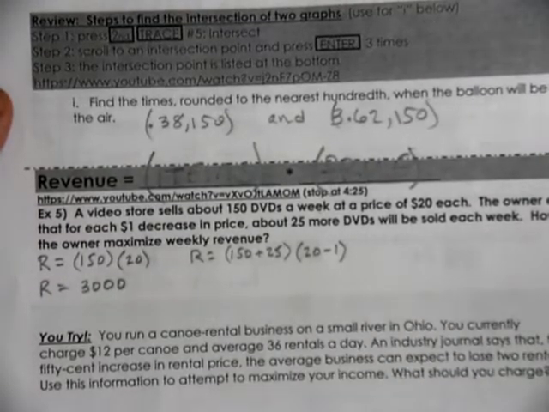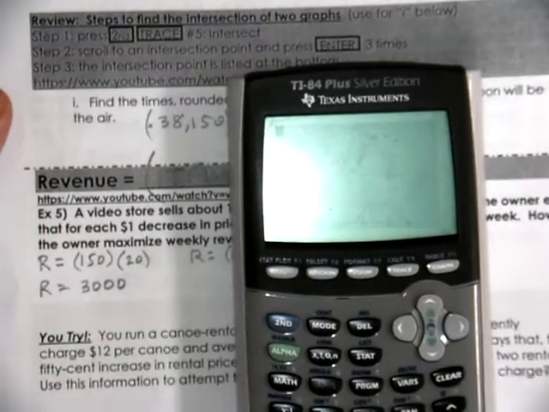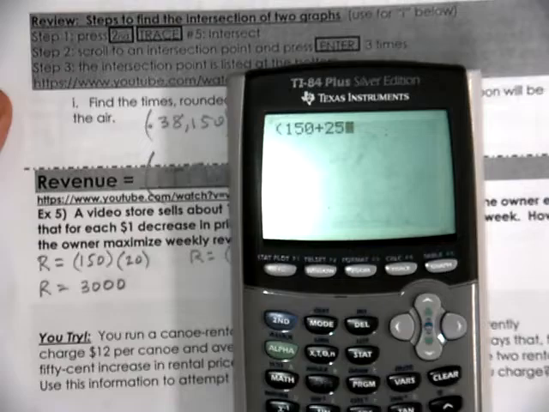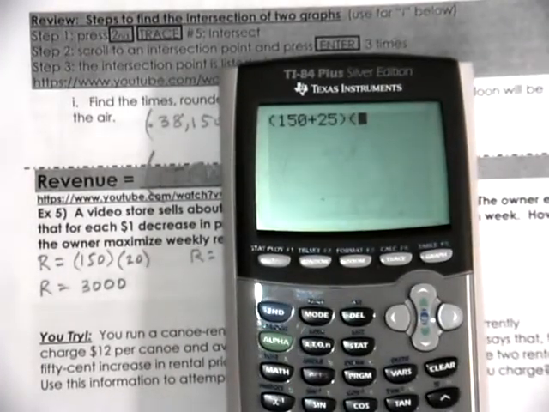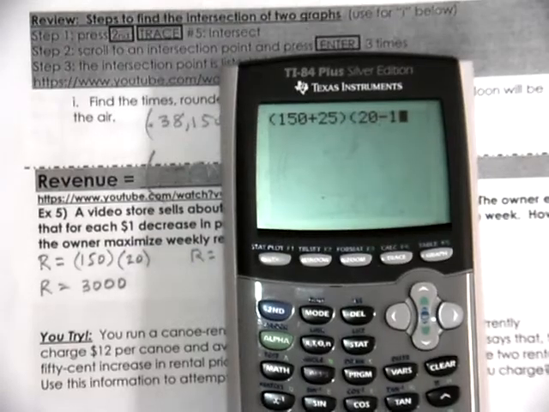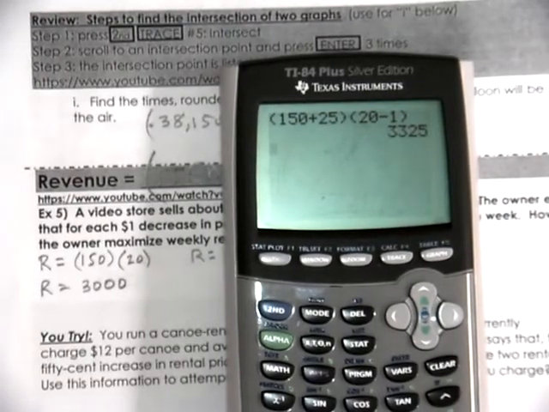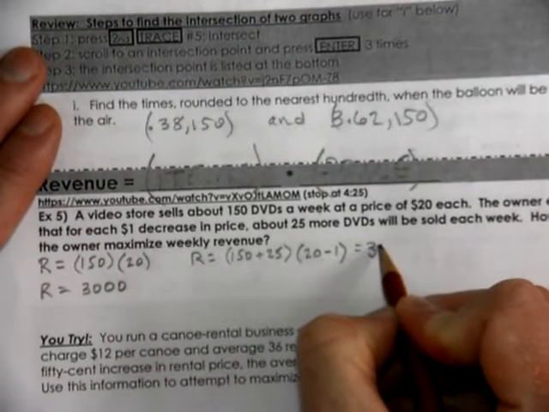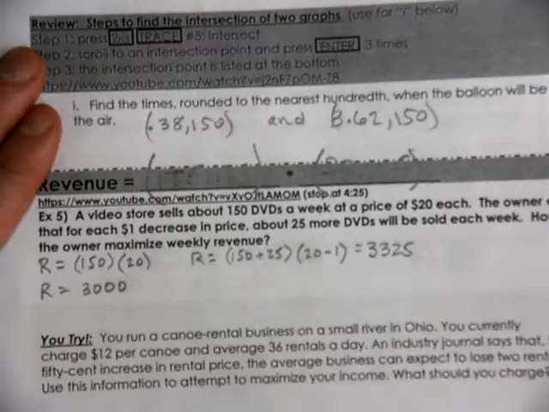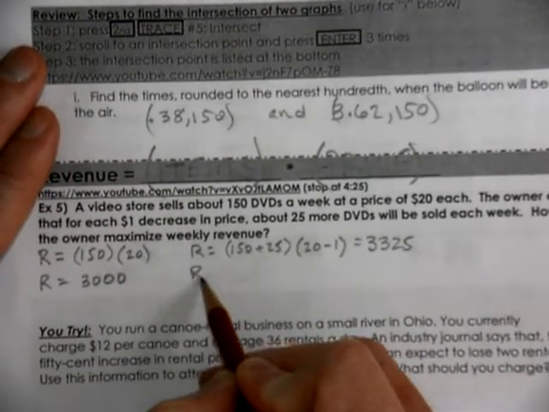And when I do that, we have 150 plus our 25 extra, and our $20 minus our 1. And that comes up to $3,325. That's our revenue. So we made more. What if we did it again?